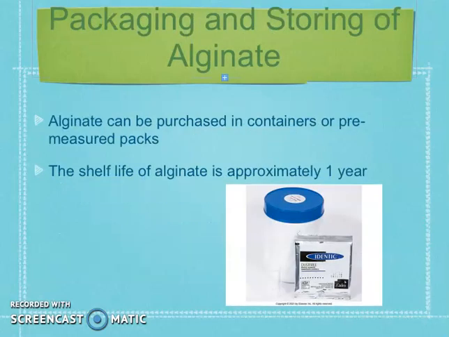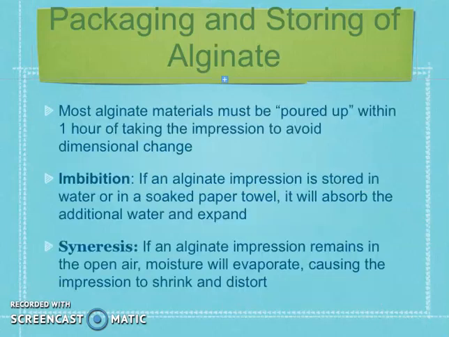So alginate can be purchased in cans or pre-measured packs. The shelf life is approximately 1 year, so we cannot keep alginate over a year in a storeroom because the particles become too large and it becomes lumpy. Most alginate impressions need to be poured within 1 hour after taking it.